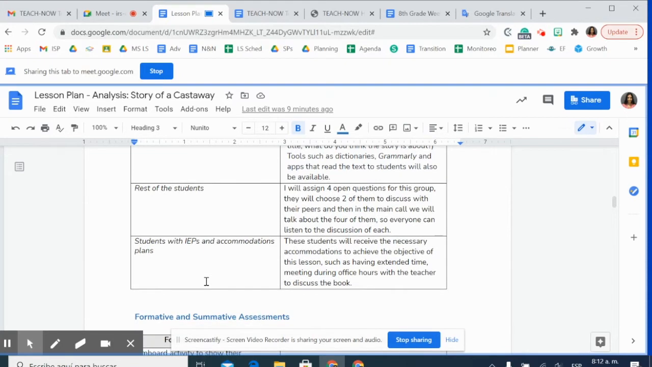Also, I will take into consideration the students that have an IEP or an accommodation plan. And so they can get maybe extended time. We can meet during office hours, one-to-one, if they want to clarify something about the book or something about the activities we're going to do.